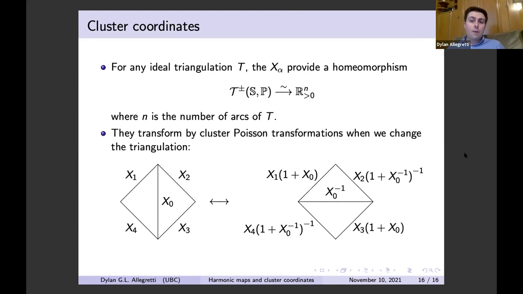So they transform by cluster Poisson transformations when we change the triangulation. And here I show you the transformation rule when you do a flip of the triangulation. So you can see that the coordinates change by this usual formula for transforming cluster X coordinates. So you can see that there's some interesting cluster structure that emerges when you try to generalize this classical result of Hitchin and Wolf by allowing your quadratic differentials to be meromorphic rather than holomorphic.